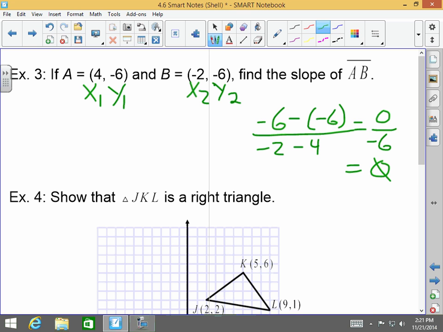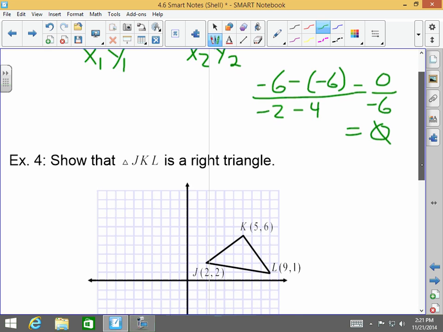Yes, sir. As long as they're both the same, you remember you're subtracting them. So as long as the y values are the same, then its slope is 0. If the x values are the same, then the slope would be undefined, sir.